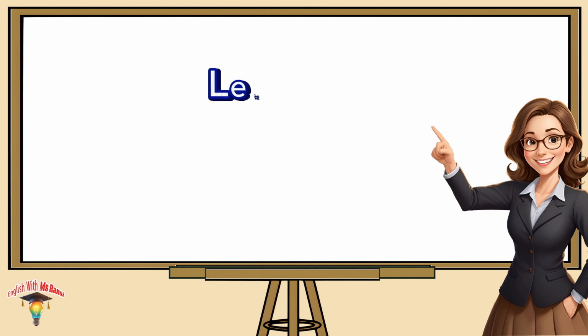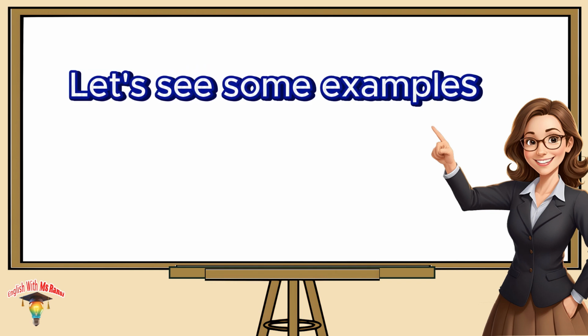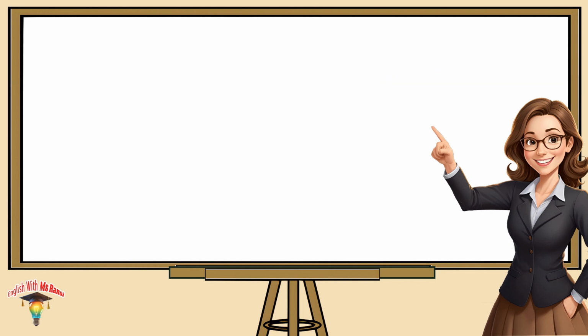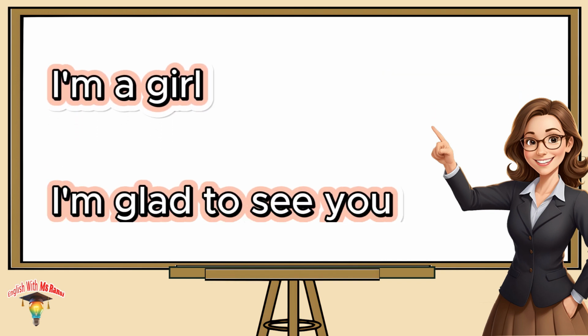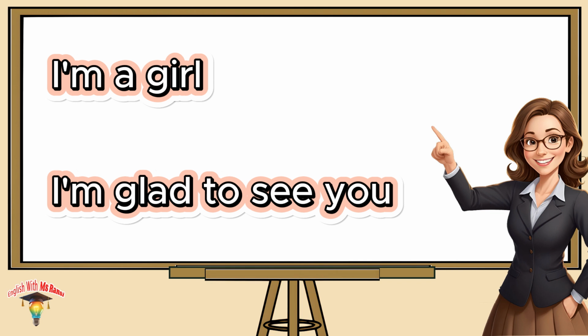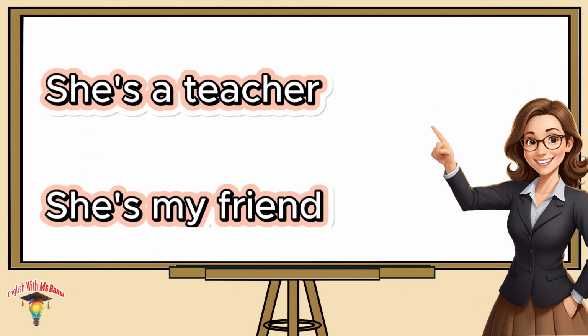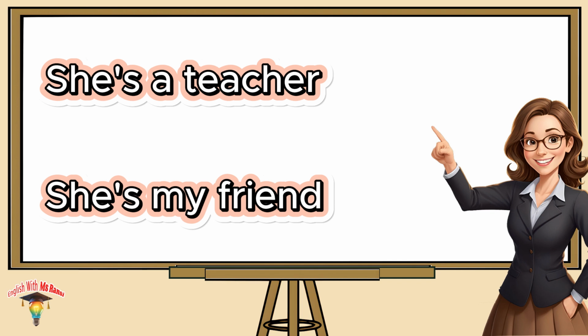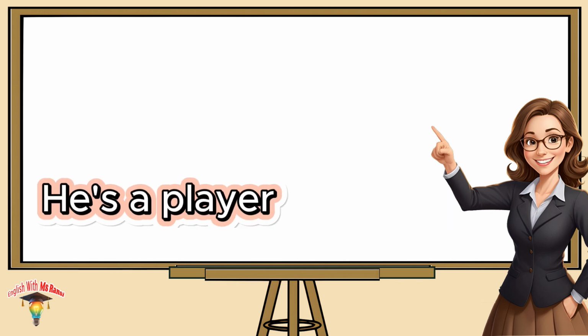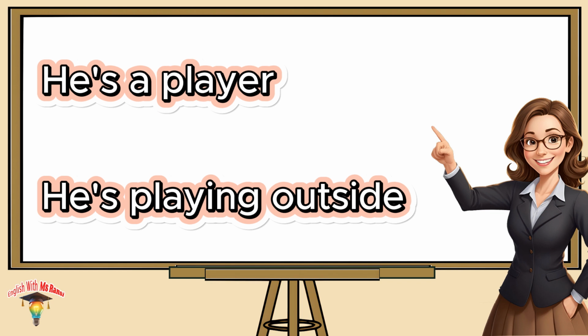Okay, let's see some examples. I'm a girl. I'm glad to see you. She's a teacher. She's my friend. He's a player. He's playing outside.